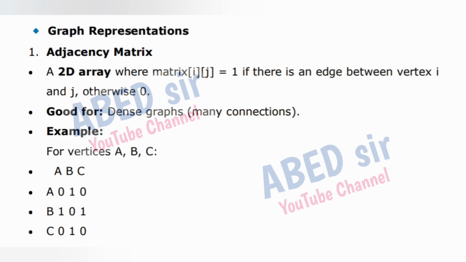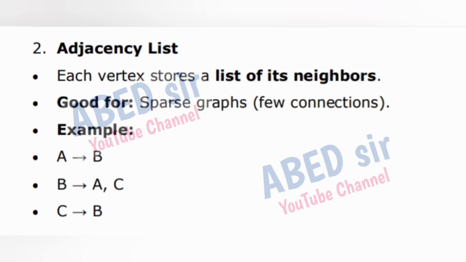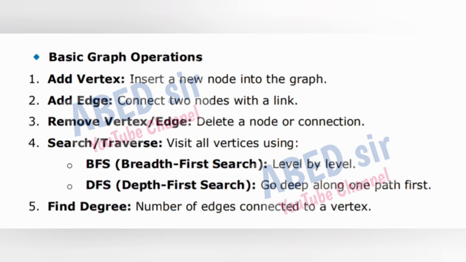Example. For vertices A, B, C: A: 0 1 0. B: 1 0 1. C: 0 1 0. 2. Adjacency list. Each vertex stores a list of its neighbors. Good for sparse graphs, few connections. Example: A: B. B: A, C. C: B.